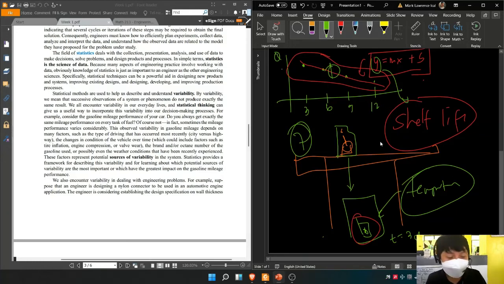So yun ang point. Okay? So, that's how you do statistics. That's how you use the regression. That's how you use statistical tools in making predictions. Okay? So, you can predict.